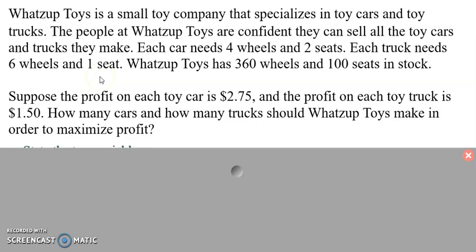Profit on a toy car is $2.75. Profit on the truck is $1.50. So how many cars and trucks should they make in order to maximize profit?